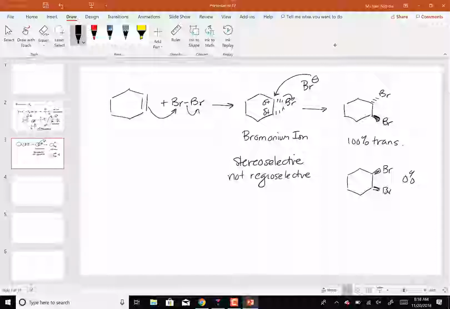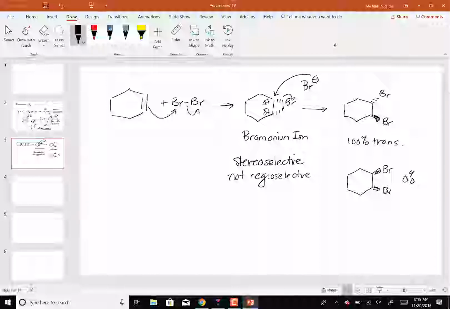So what am I adding? 2 Brs. There's no Markovnikov, anti-Markovnikov. 100% trans. And what we're going to find is anytime you have a triangular intermediate, it's always going to add 100% trans. So we're going to have a number of reactions that go through a triangular intermediate. Okay. All right. Everybody kind of with me?